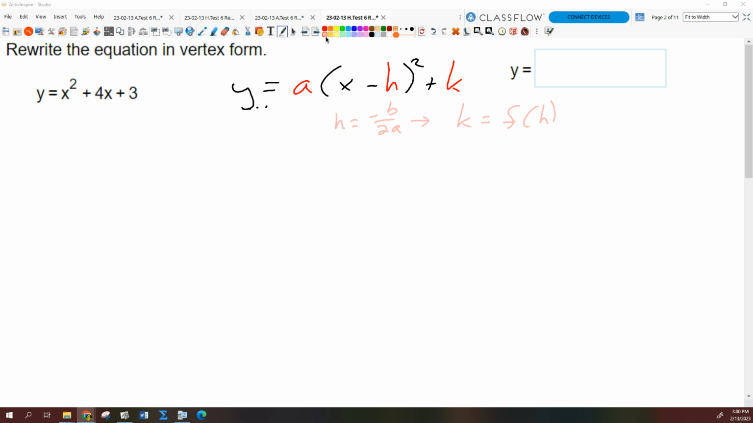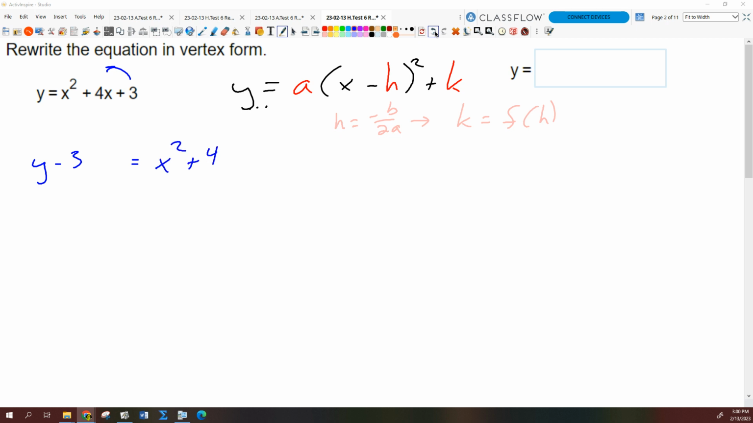Or we could do what we're kind of probably supposed to do. Either one's fine though, I don't care. We could complete the square. So I could put this into vertex form by completing the square. What would the steps be to complete the square here? Subtract 3 to the other side. So we're going to get y minus 3 equals, I'm going to leave myself a little space there, right?